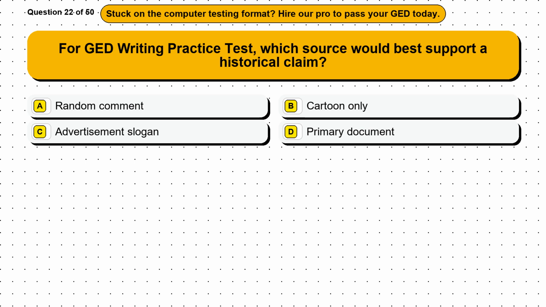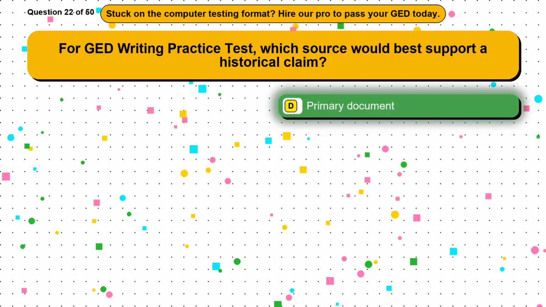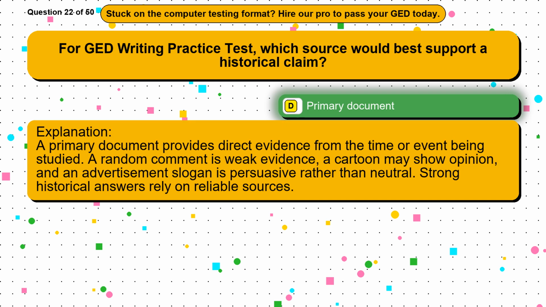Question 22. For GED Writing Practice Test, which source would best support a historical claim? Option A, random comment. Option B, cartoon only. Option C, advertisement slogan. Option D, primary document. The correct answer is option D, primary document. A primary document provides direct evidence from the time or event being studied.